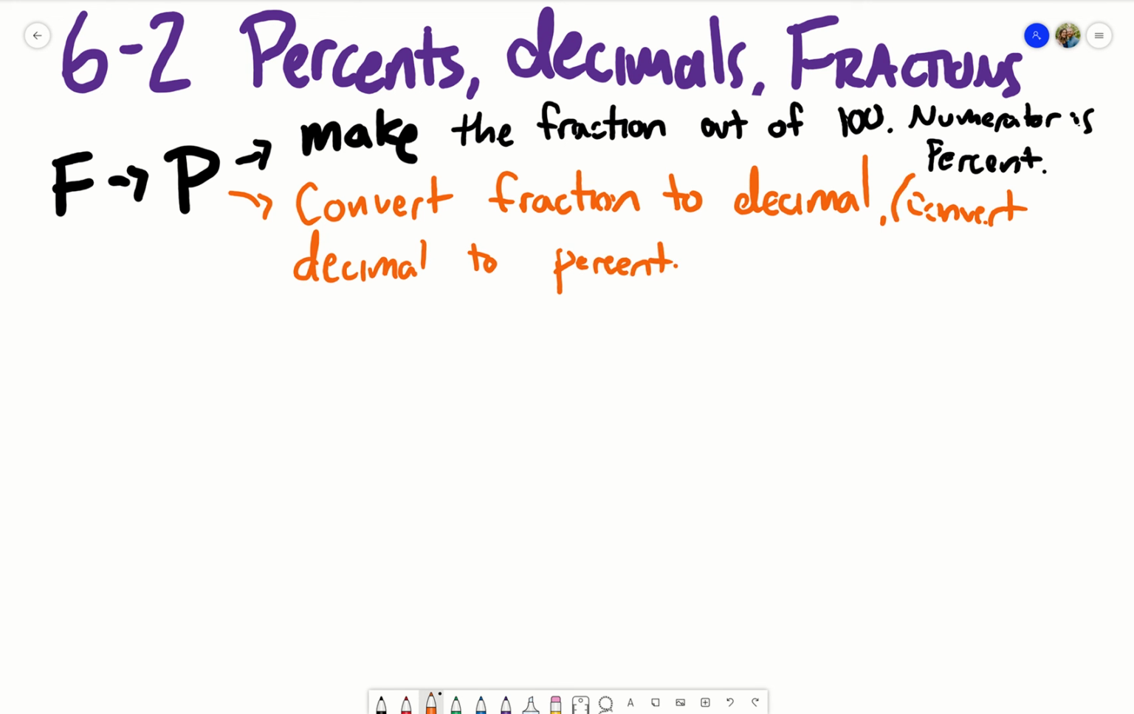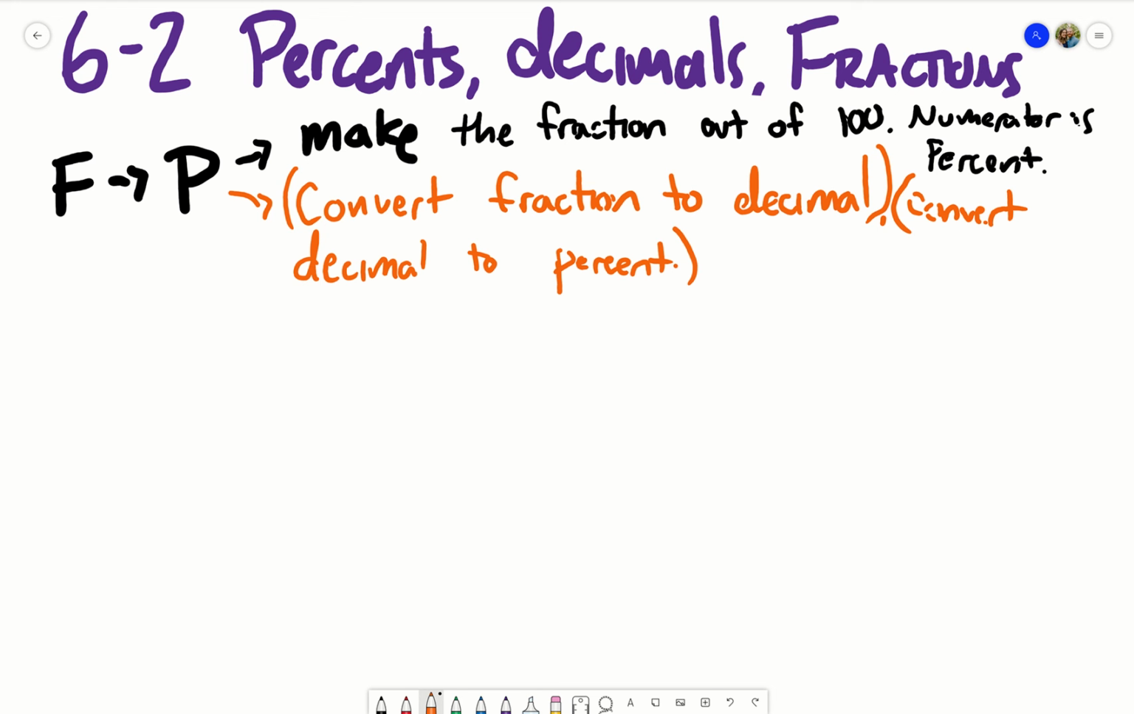Okay, we know how to do this part. We just learned it. That's move my decimal 2 places to the right. And we know how to do this part. We did this a couple chapters ago, convert fraction to decimal. So if we can do those 2 steps, this also would work.